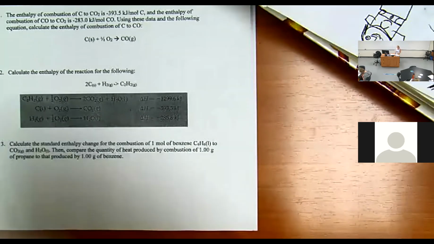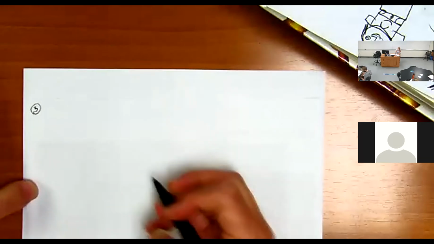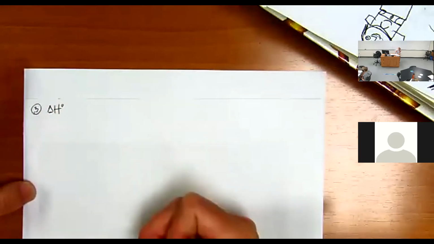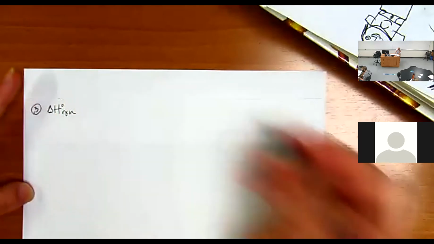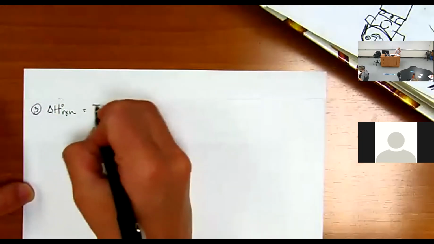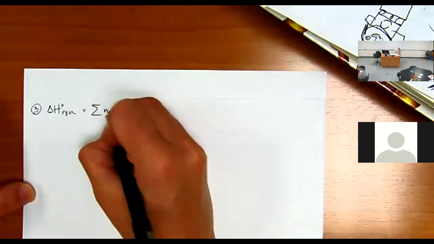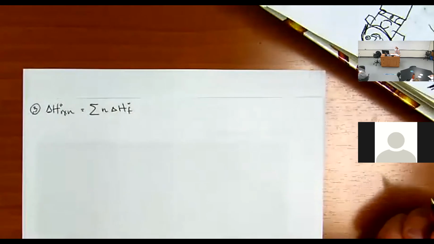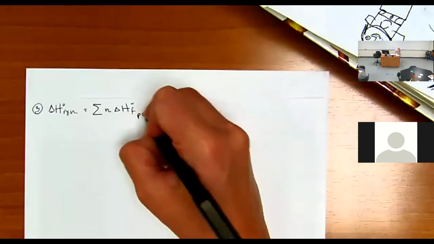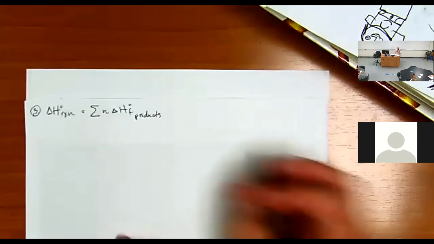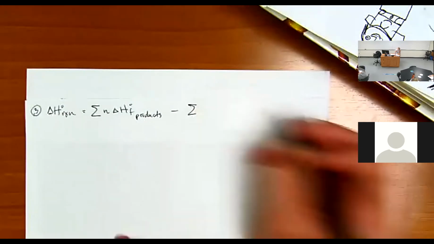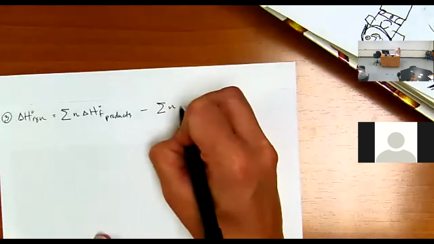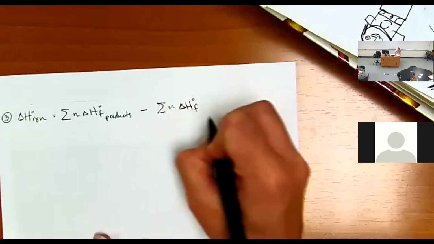So for this problem, the first thing we know is that this is going to be our change in enthalpy at standard temperature and pressure of the reaction. This equation is the summation, times the number of moles, of the enthalpy of formation at standard temperature and pressure of our products, so essentially the enthalpy of our products multiplied by their moles, minus the summation of the enthalpy of our reactants.